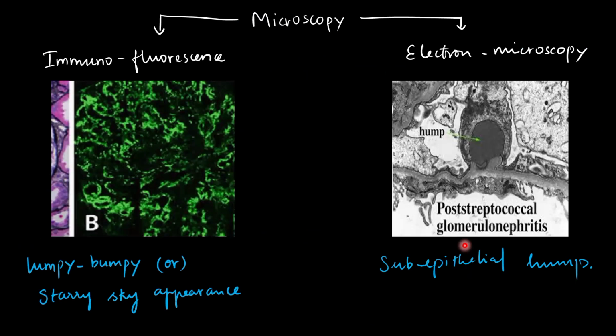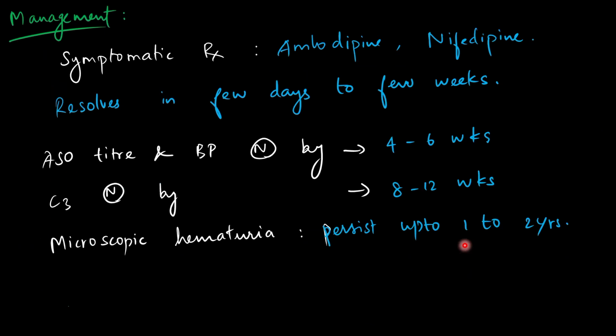And the immunofluorescence and electron microscopy findings, we have seen that lumpy, bumpy and subepithelial hump appearance. And management, it resolves by itself. We should wait and watch, and if symptomatic, if the patient is hypertensive, we should give amlodipine and nifedipine. So this is all about PSGN.